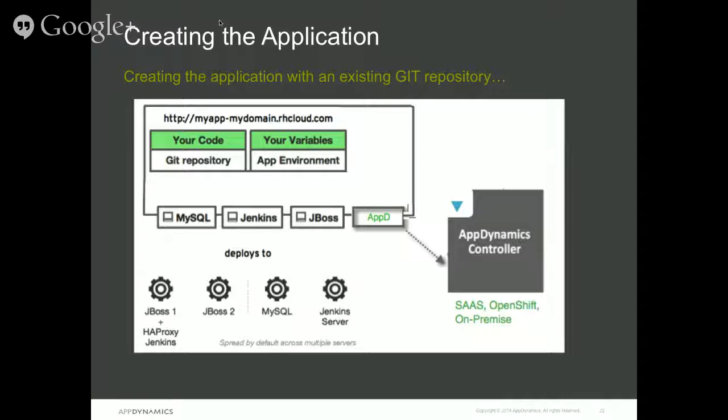Within OpenShift, AppDynamics has a cartridge where we can very quickly take an existing OpenShift application and say enable this cartridge, recycle the application once, and now you've got an APM solution without having to do anything. When you have the AppDynamics cartridge, under the covers it's going to connect to an AppDynamics controller.